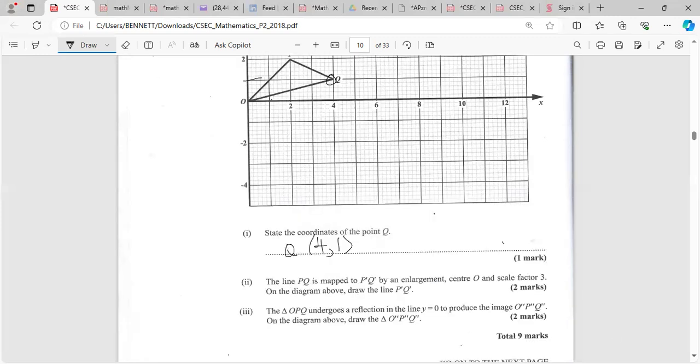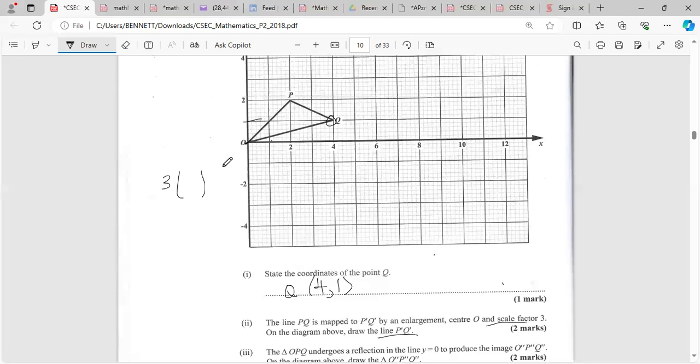Alright, the line PQ is mapped onto P prime Q prime by an enlargement, center O and a scale factor of 3. On the diagram above, draw P prime Q prime. So two ways we can do it, and they did say the center is the origin. So I'll just do the enlargement where we just multiply. Point P is 2, 2, right? Point Q now, 4, 1, we just did that. So that means 3 times 2 is 6.